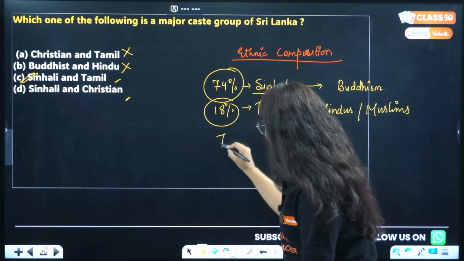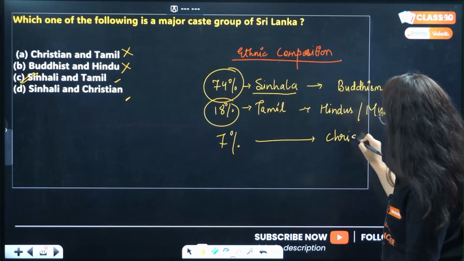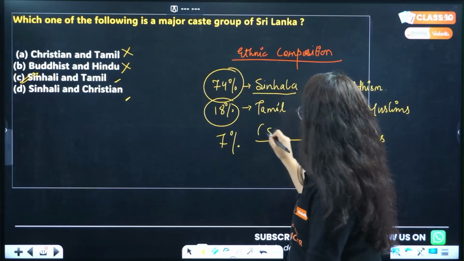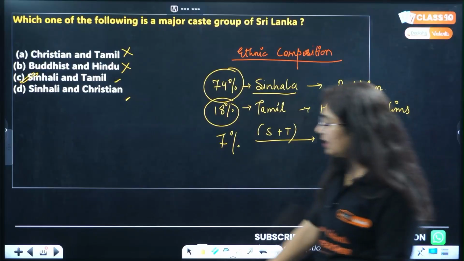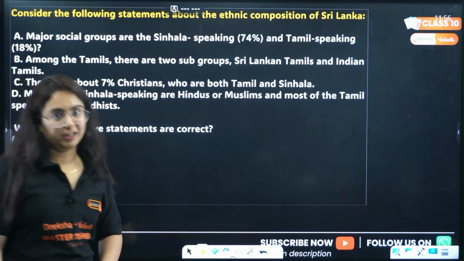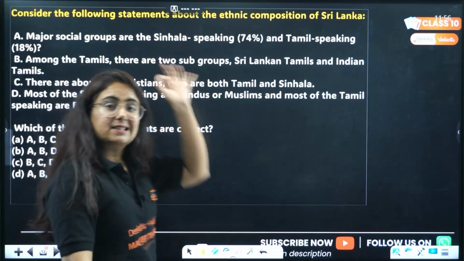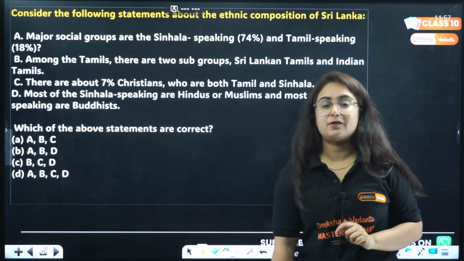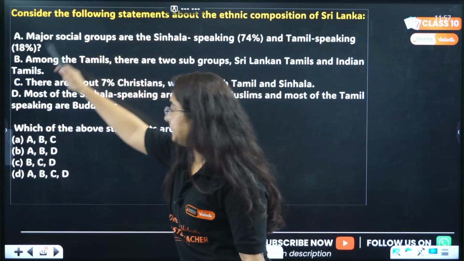The rest 7% are the people who are Christians and who are well versed with both the languages Sinhala and Tamil. So this is the ethnic composition of Sri Lanka, which we just studied. Not done. We have one more question for practice. Consider the following statements about the ethnic composition of Sri Lanka. Okay. So point number A.